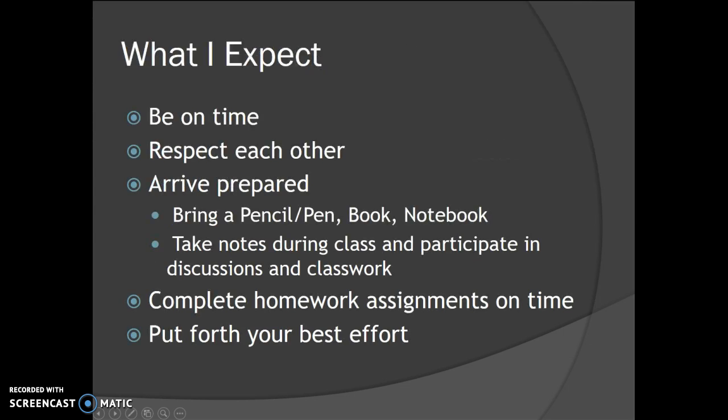I expect a few things from the kids. I expect them to be on time. If they're not in class, I can't work with them. And to respect each other. It's very important that we have a positive atmosphere. I also ask them to bring a pen or a pencil and a notebook, and I may even issue them a textbook at some point.